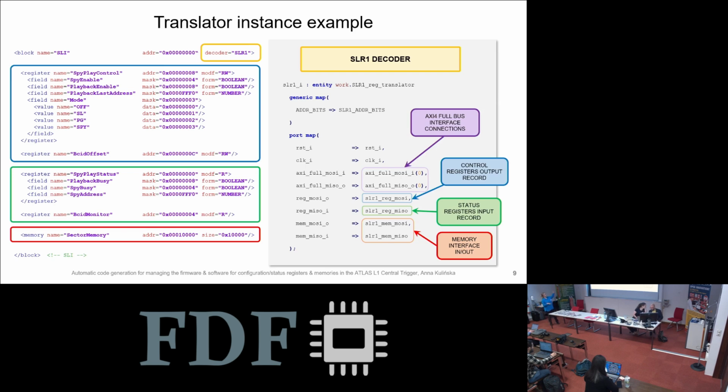In the XML, we have an SLR block that is included into the decoder, at the top right, called SLR1. This block has two control registers that are then an output from the decoder, like a single record that outputs all the control registers from our decoder. The same situation happens with the status registers, read-only registers that are an input to the decoder, one single record that gathers them all. And also, because we have a memory declaration here, we have an interface to external memory.